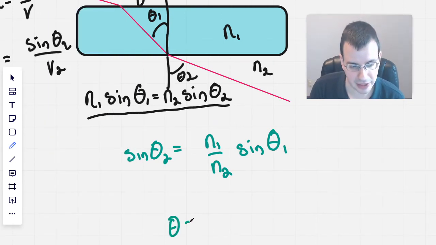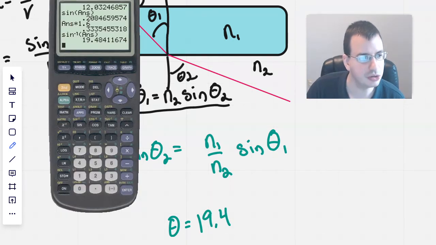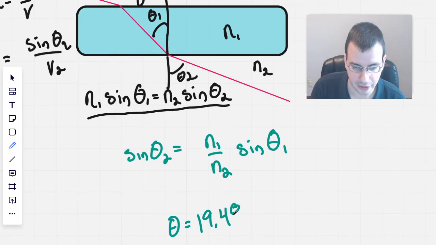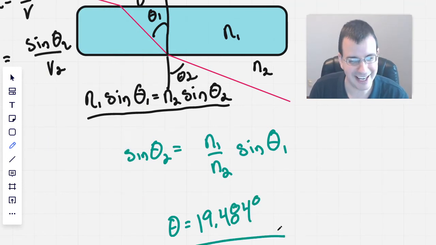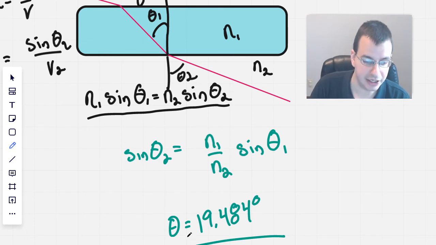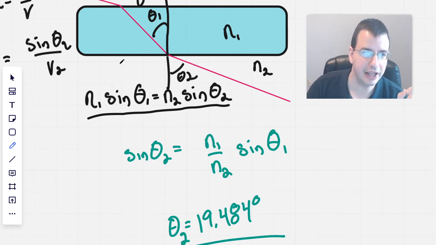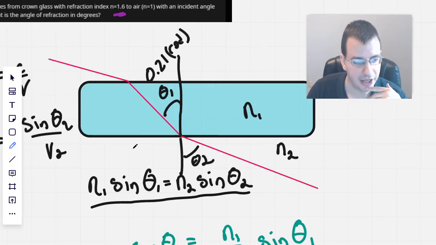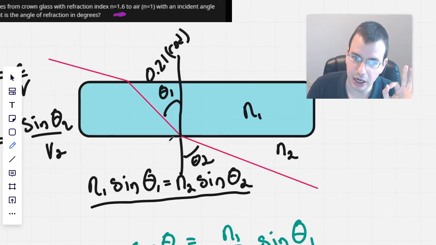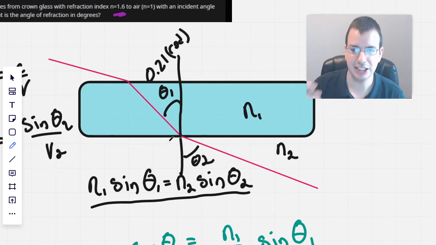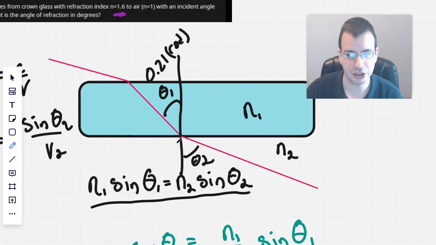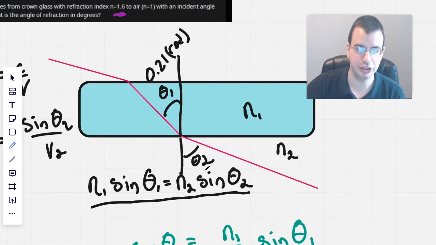19.48. Theta equals 19.4. I see a 2 in there. Looked like there was a 2. 484. Whoop, nope. That looks like a 9. 19.48 degrees. And one thing to notice here is another mnemonic that I use in life: light is lazy, so it's always going to bend towards the slower medium. It's lazy, it prefers the slower medium.